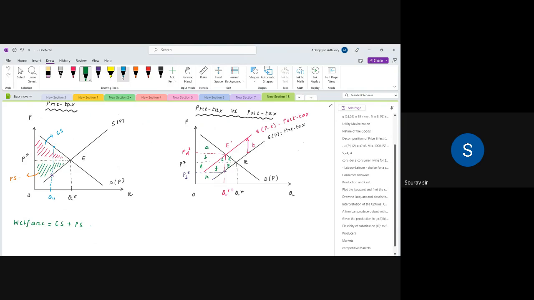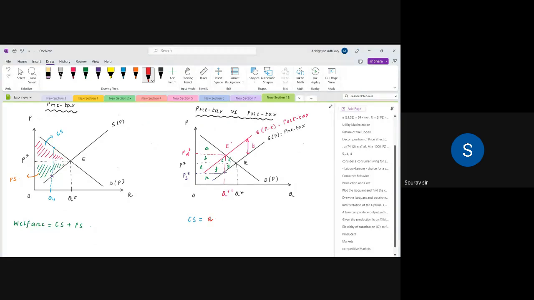Now let's come to the post-tax scenario. What would be the consumer surplus in the post-tax scenario? It is basically the area between the demand curve and the PD star. Correct? This part. Right? Can all of you understand this? Any questions? This is the consumer surplus, because they have to pay a price of PD star. So the consumer surplus is simply A. Correct? Is it fine with all of you? Yes, sir.